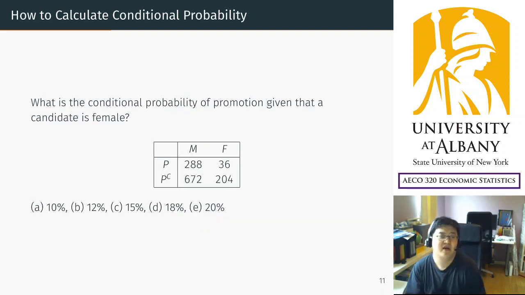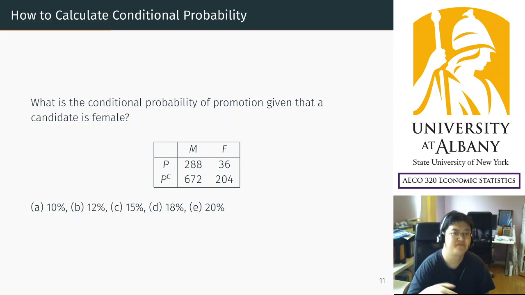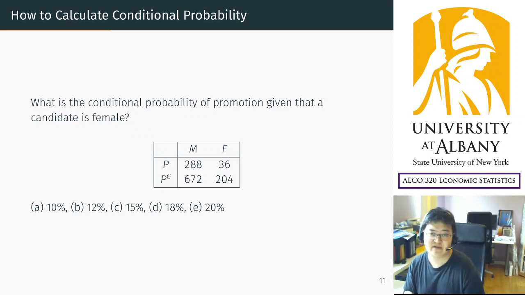And try the same thing. Now we would like to calculate the conditional probability of promotion given that we know that the candidate is female. So we know that the candidate is female. Then given that situation, what is the conditional probability of promotion? Try this by yourself, and I'm going to stop this video here.